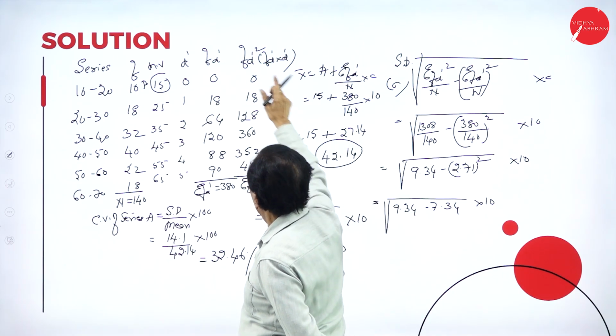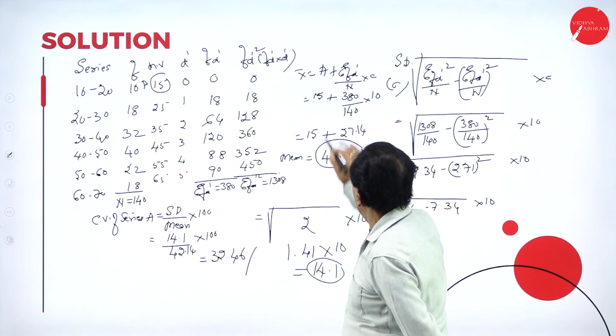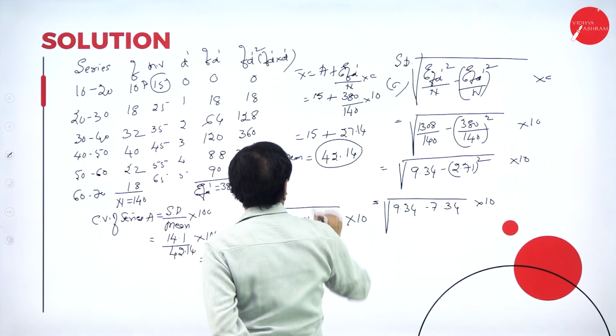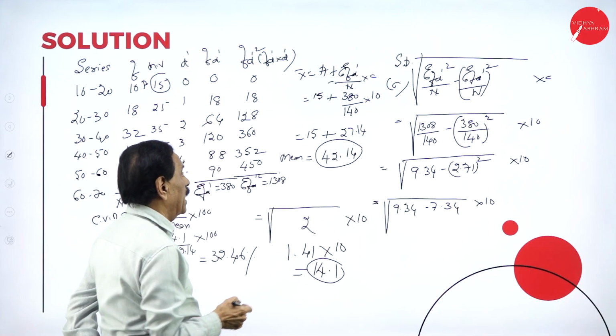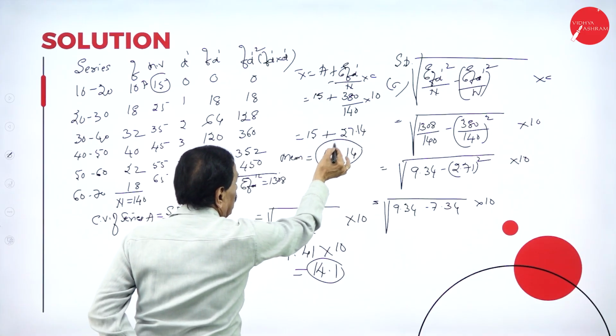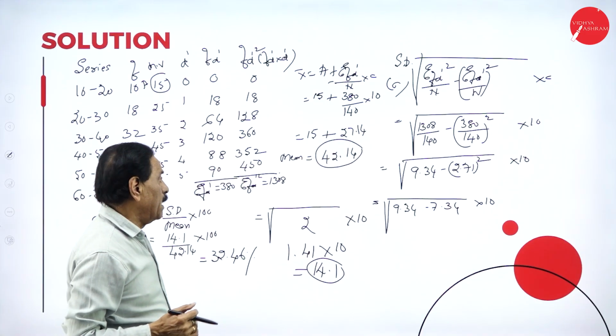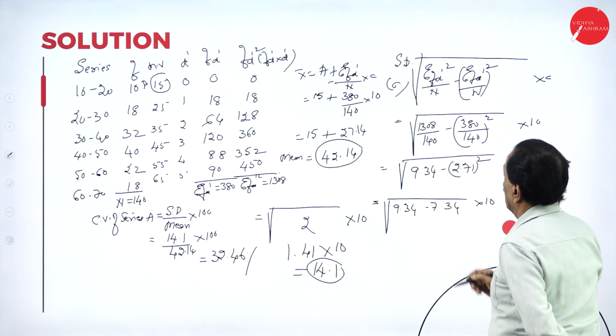Then ft dash square means ft dash into d dash. Then apply mean is equal to A plus or minus sigma ft dash divided by n into c, say 15 plus 380 divided by 140 into 10. 15 plus 27.14 becomes 42.14.